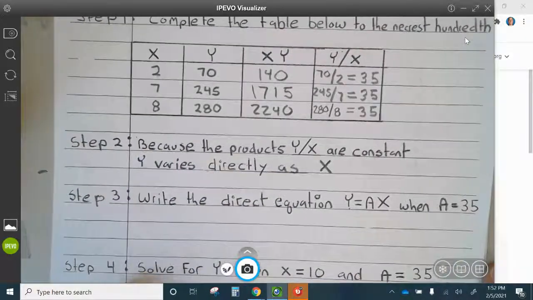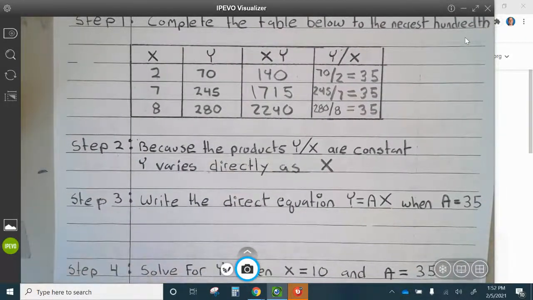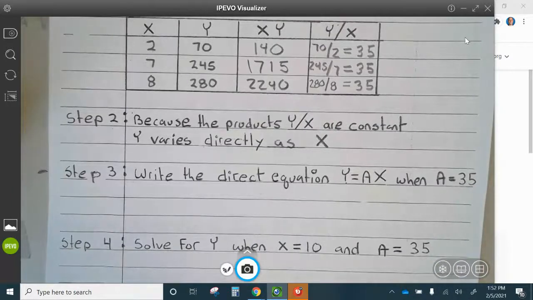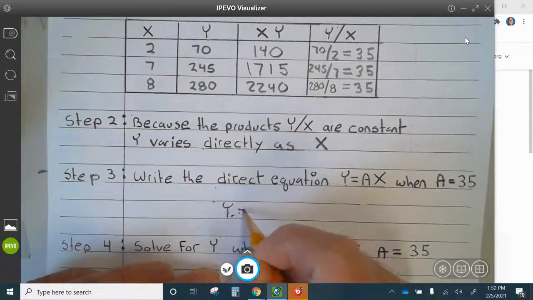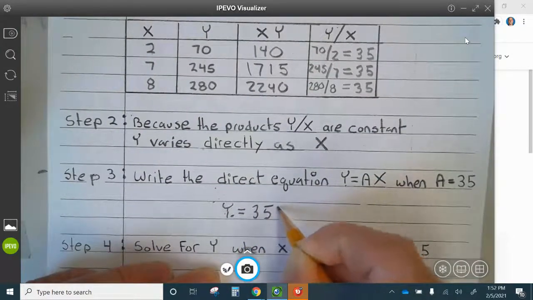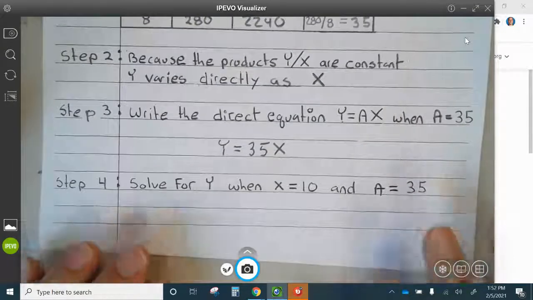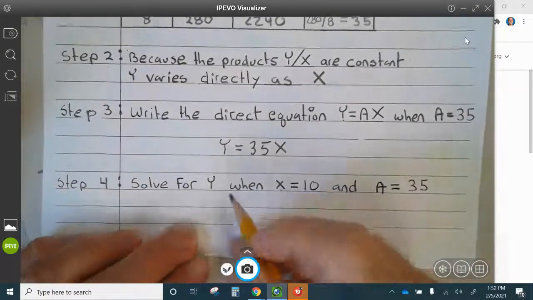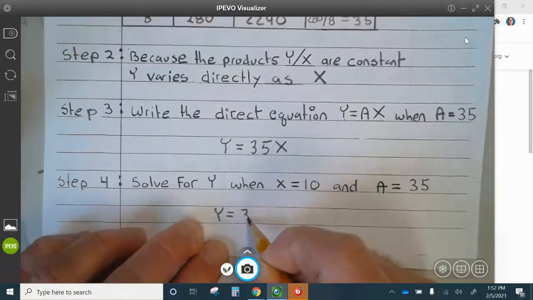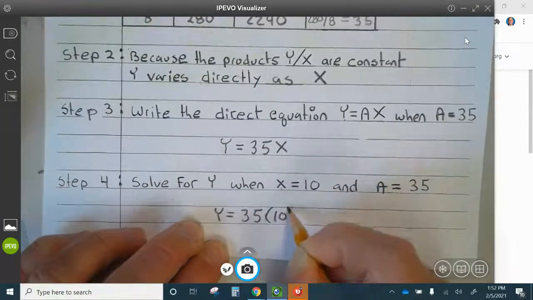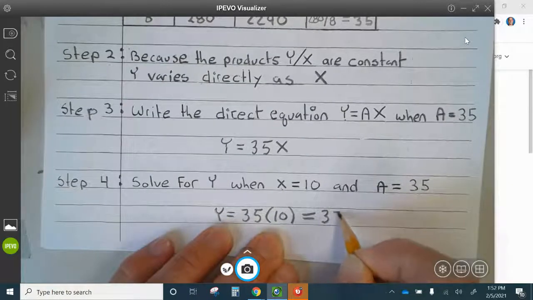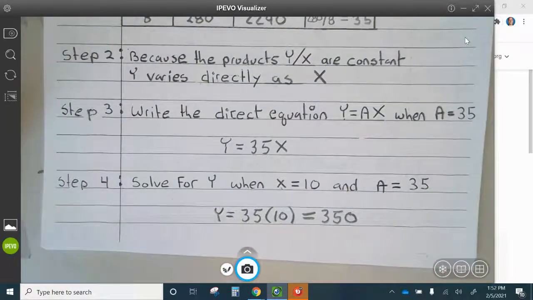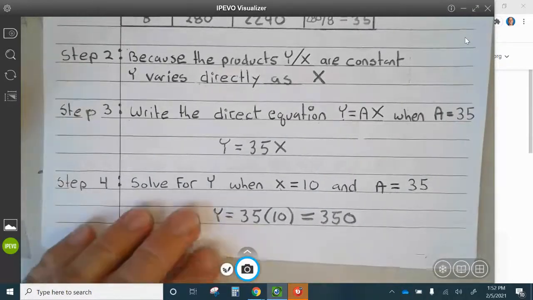So because the product y divided by x are constant, y varies directly as x. Write the direct equation y equals a times x when a equals 35. So our equation is y equals 35x. Okay? Now solve for y when x equals 10. Well, real simple. We have our a value, we have our x. So y equals 35 times 10, which equals 350. Okay? Let's move on to the next question.